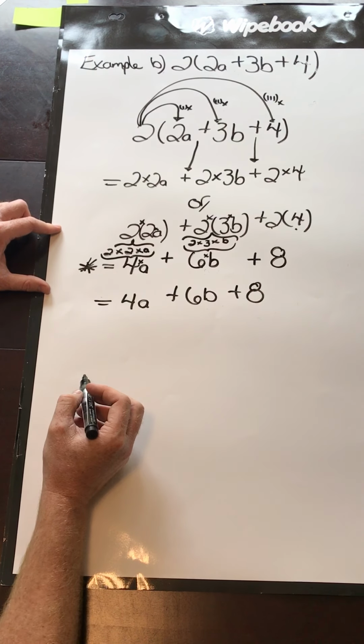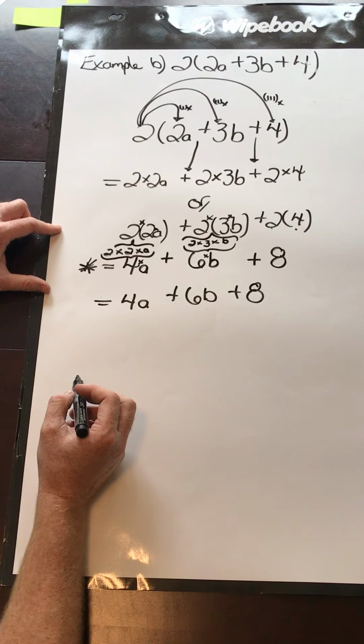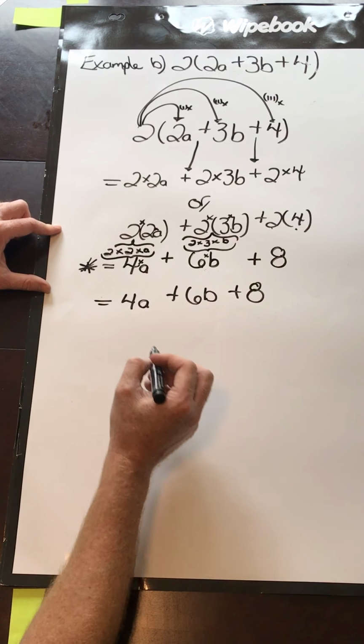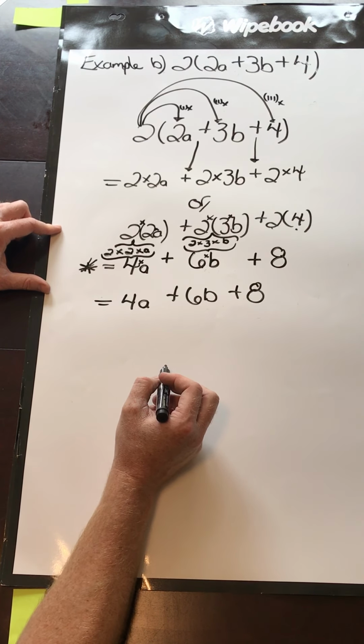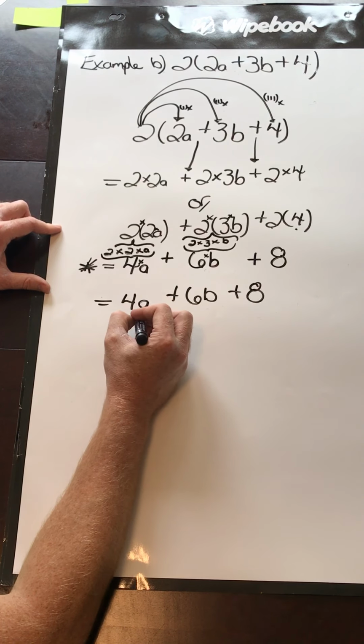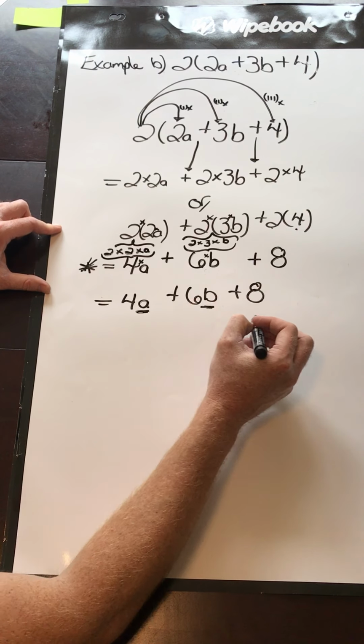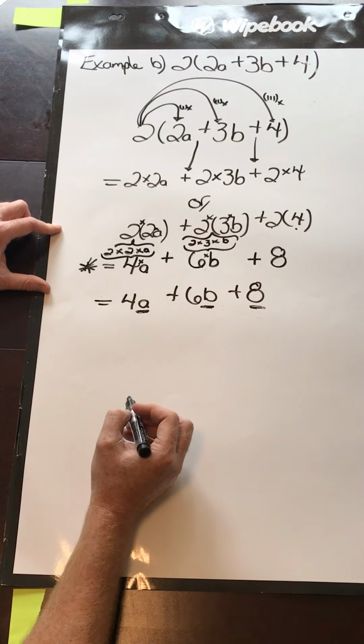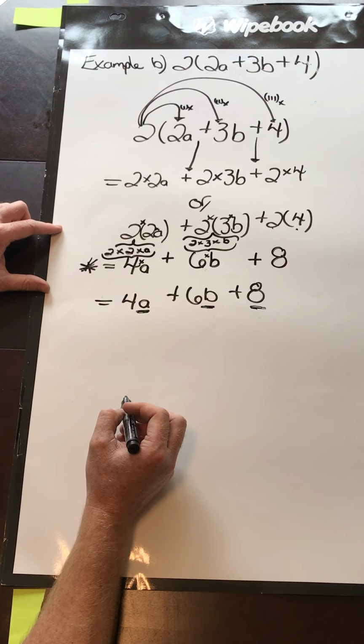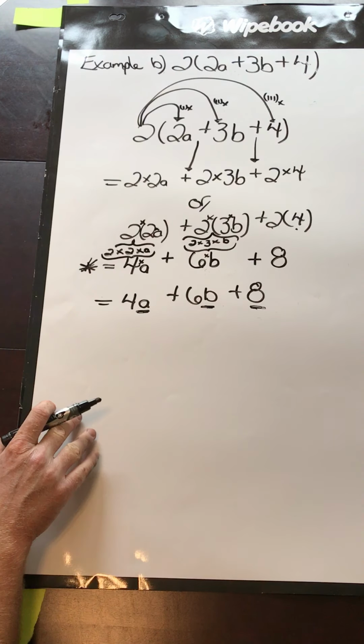And I look at this. Can I simplify it any further? Can I add any of these? No, I can't, because they are not like terms. I have an a here, I have a b here, and I just have a number here. So that is the answer to this expression.